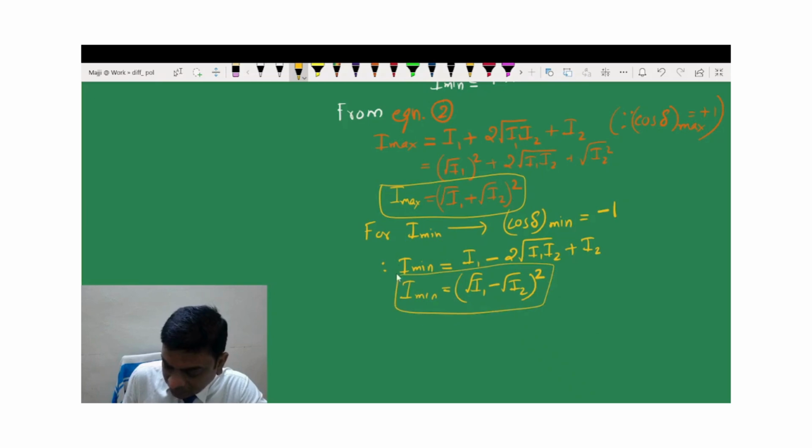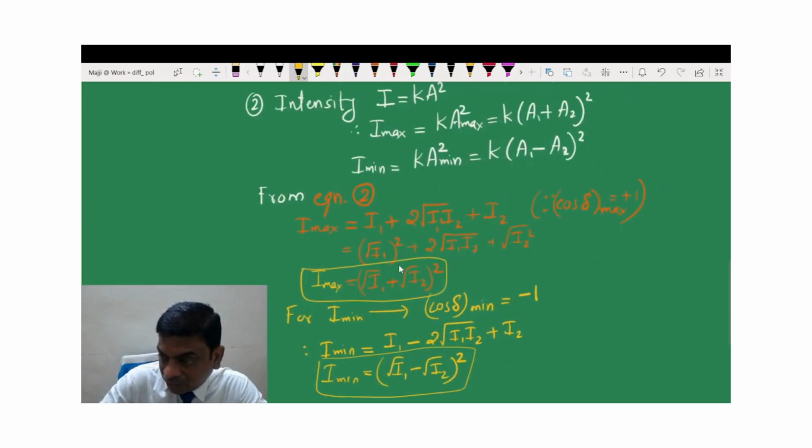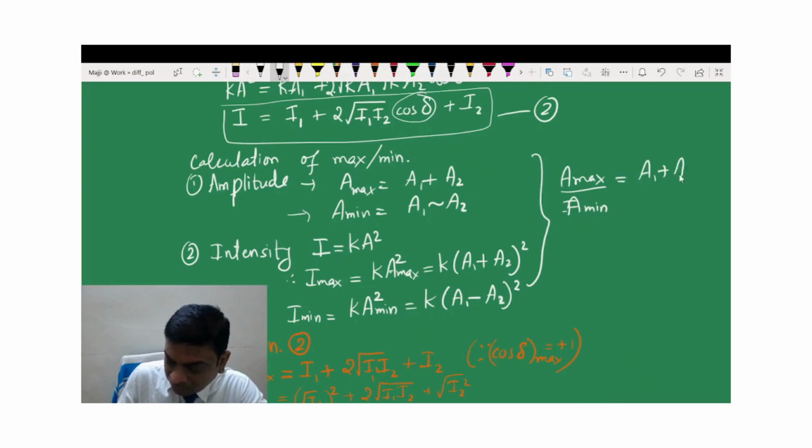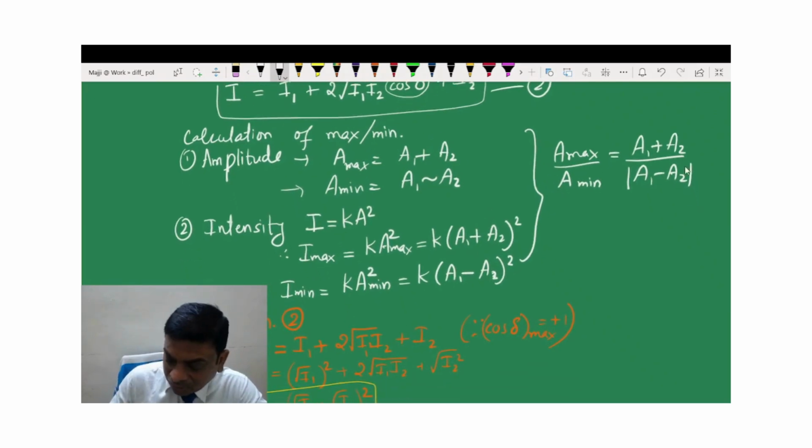So now let us take the ratios also. Here itself I'll take the ratio so that you understand properly. The ratio of A max to A min is A1 plus A2 upon A1 minus A2. You have to take the mod here, because if A1 is less than A2, A1 minus A2 will give a negative value. Amplitude is never negative. So always use the mod.